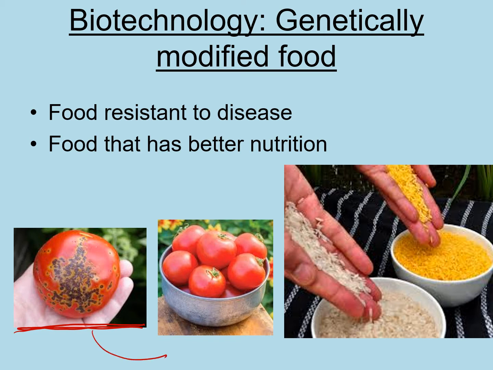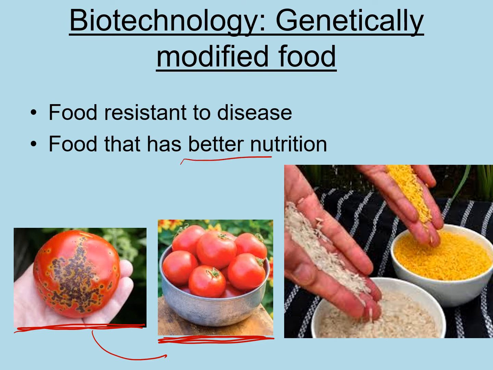But you can genetically engineer tomatoes, and these tomatoes here have been genetically modified, the seeds were grown, and that produces a new crop that is resistant to that disease. So it's not going to get the disease, you're going to produce more tomatoes, which is good. Another thing that you would have looked at in a previous topic is golden rice.